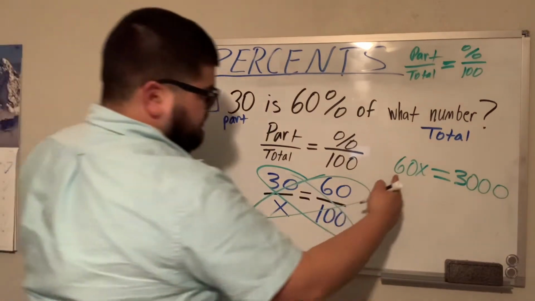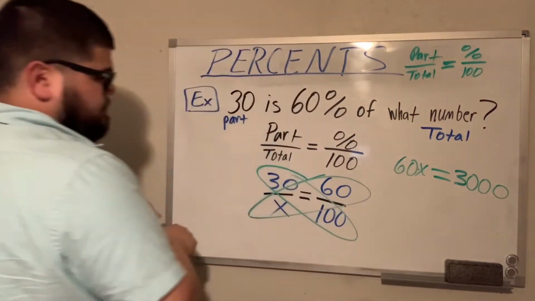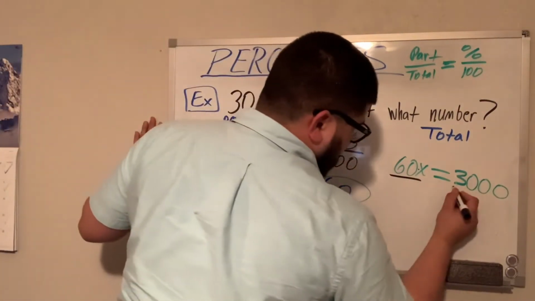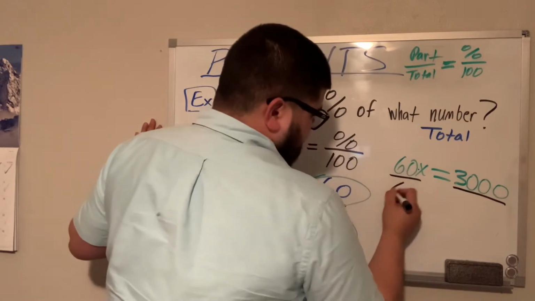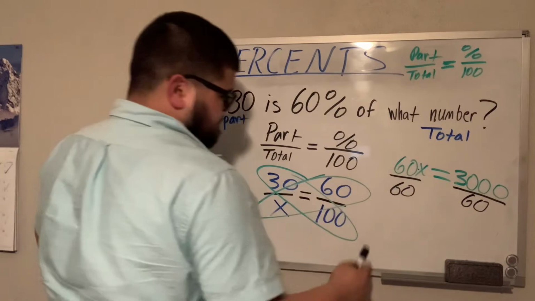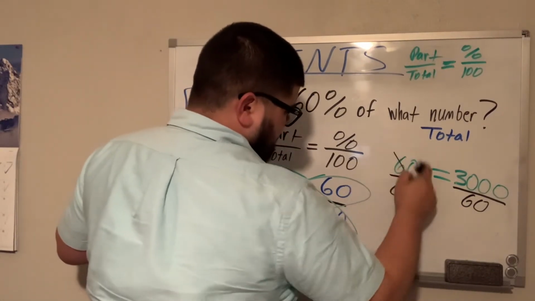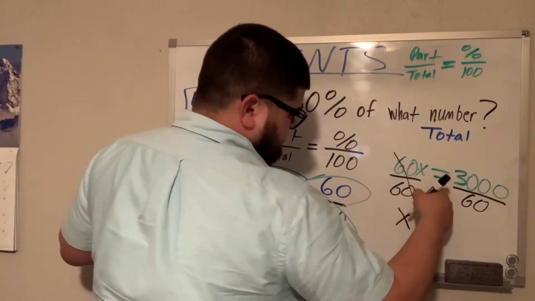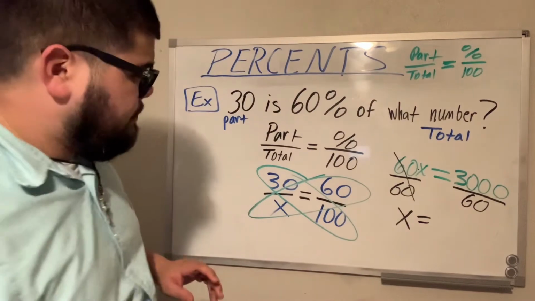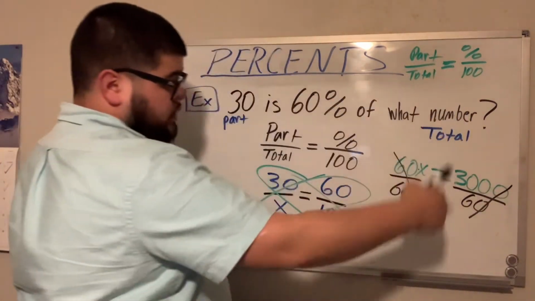What's happening between the 60 and the x? Multiplication. What's the opposite of multiplication? Division. We're going to divide both sides by 60. Whatever you do to the left, you have to do to the right. 60 divided by 60 is 1. 1 times x, we get x. Equal sign comes down. Now, remember, we got zeros on the outside. We can cross them out, as long as there's one in the numerator and one in the denominator.